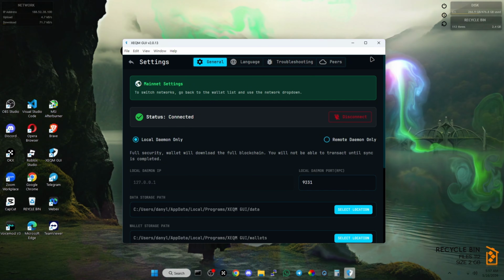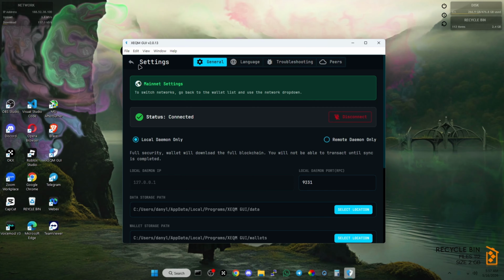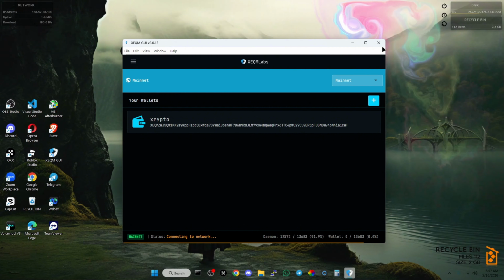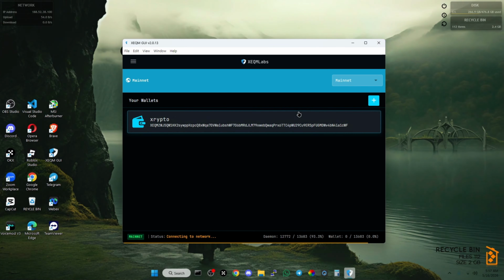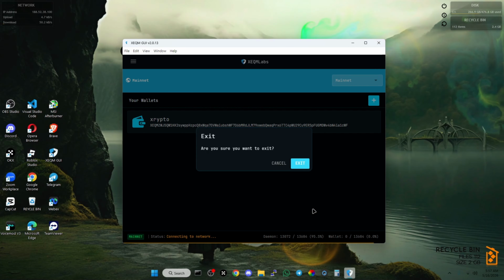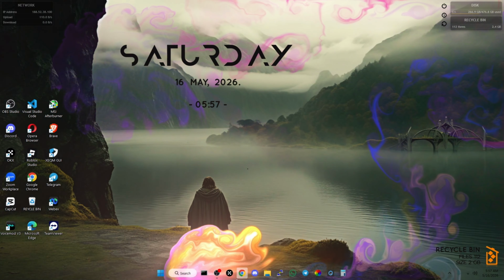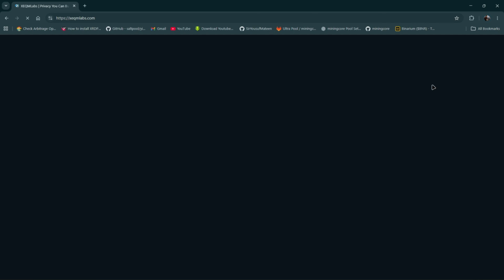So that's how you do it, and then you enter into your wallet, or if it's your first time, you just create a new wallet and start your XEQM labs journey. You can also buy from an exchange and send it over. For your safety, if you're a long-term investor, don't keep your funds on the exchange. It's quite a famous thing that many crypto investors do. So getting back to the topic, let's head over to the XEQM labs website.